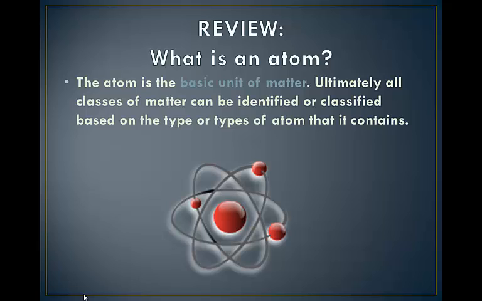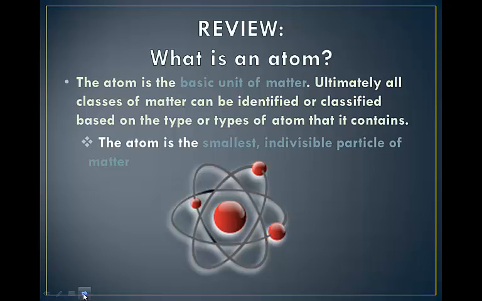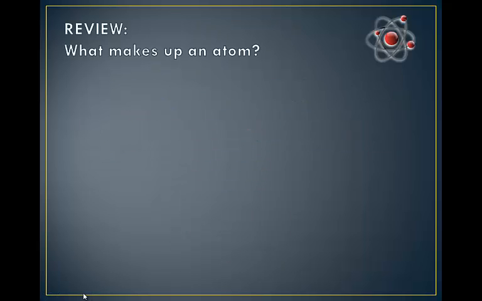Ultimately, all classes of matter can be identified or classified based on the types of atoms or combination of atoms that they contain. The atom is the smallest indivisible part of matter that retains its chemical composition. It's not to say that it's the smallest component of matter, because we know, as we'll talk about in a second, that it's made of subatomic particles. But if you break it down or look at it at a level any smaller than the atom, it won't have the same chemical properties of the matter that you were talking of.